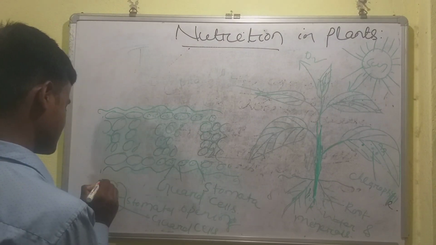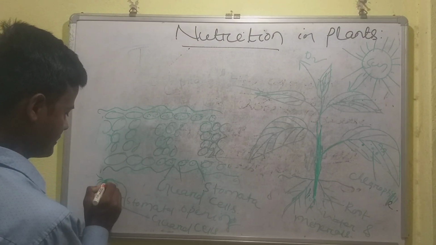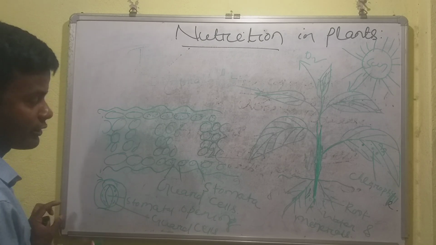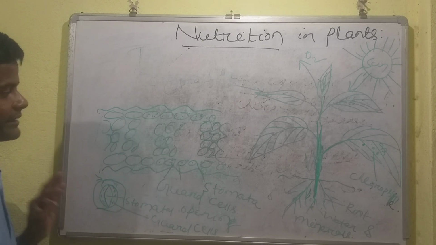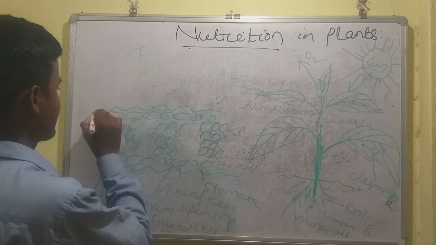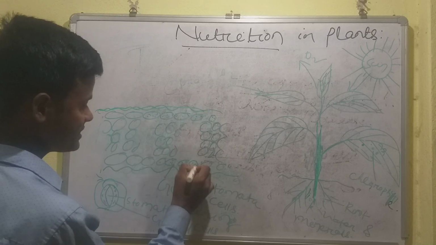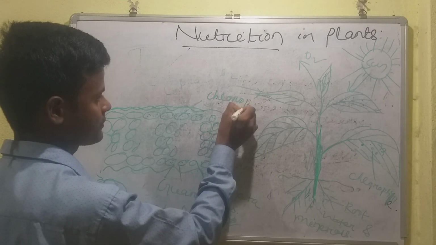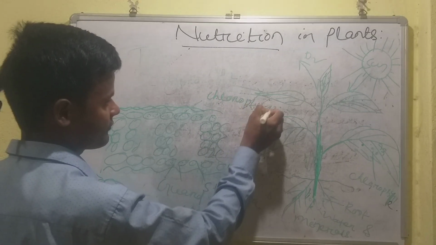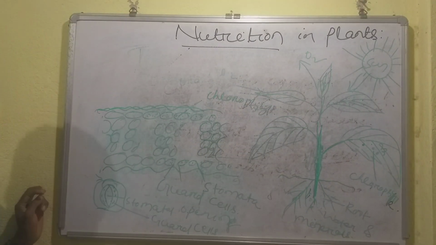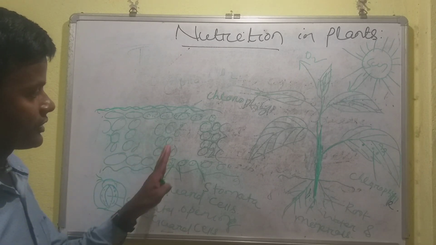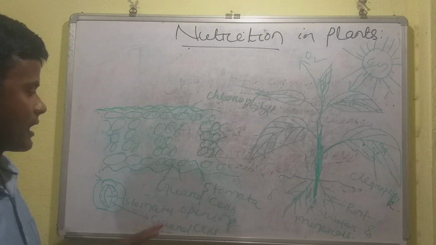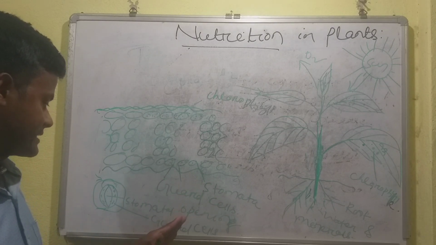Here are the guard cells, right? It is the magnified image of the stomata. You will see in the microscope like this. This is the stomatal opening, this is the stomata, it is the guard cell, and these are the chlorophyll. This is the structure you should also follow. It is also mentioned in your NCERT books. What is stomata? What are guard cells?